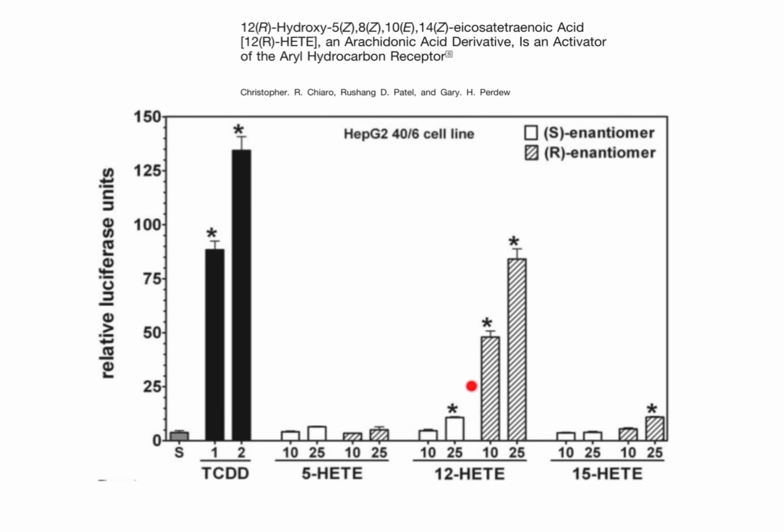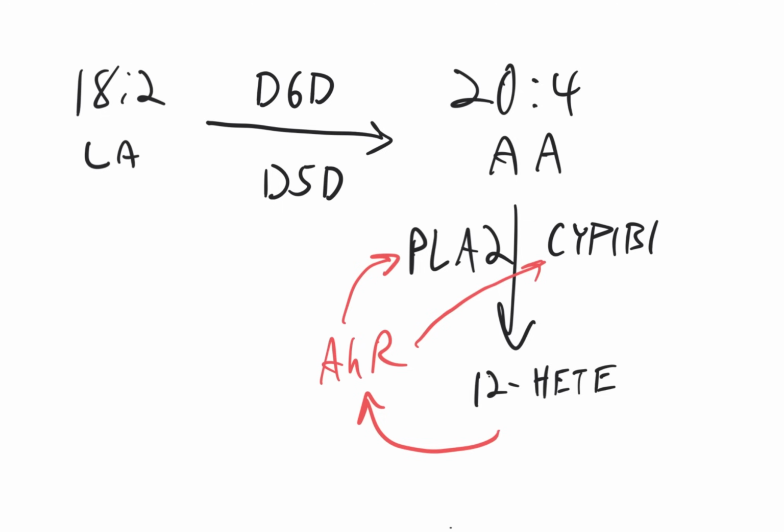12-HETE is a fairly strong activator of something called the aryl hydrocarbon receptor, which is also implicated in the development of obesity, diabetes, heart disease. And so the aryl hydrocarbon receptor is activated by 12-HETE, but it also controls the expression of PLA2 and cytochrome P450-1B1. And so you have this positive feedback loop of more 12-HETE activates the AHR, which means you have more phospholipase to release the arachidonic acid from the membrane, and you have more cytochrome P450-1B1 to convert it to 12-HETE.